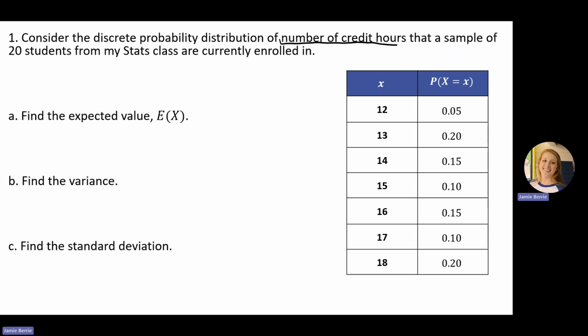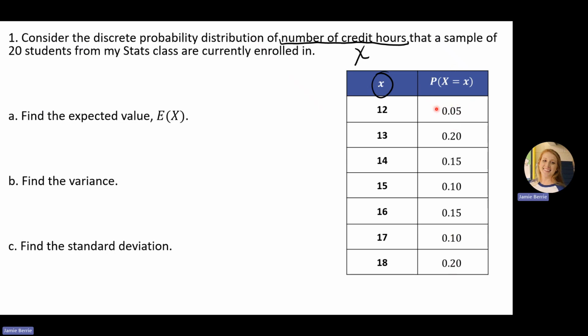Right, so number of credit hours, that's X. And here's the values of our random variable, X. Students were enrolled in anywhere between 12 credit hours and 18 credit hours. And then on the other side of the table, you can see I've got the probability.